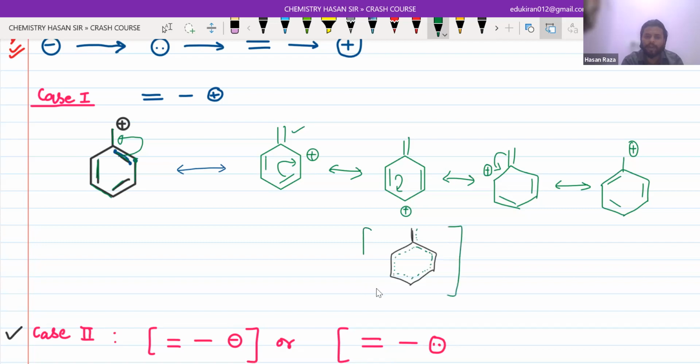And wherever the charge comes, whatever the charge, positive or negative. Initially it was here, so I'm gonna show it delta plus. Then it moves to here, then I'm gonna show delta plus. Then it moves to here, para position, this is delta plus, and then again delta plus. So this is your resonance hybrid. And the above ones are resonating structures. So this is how we do resonance.